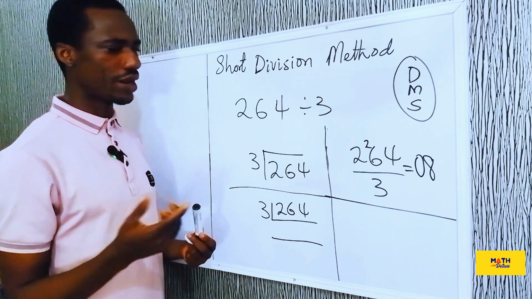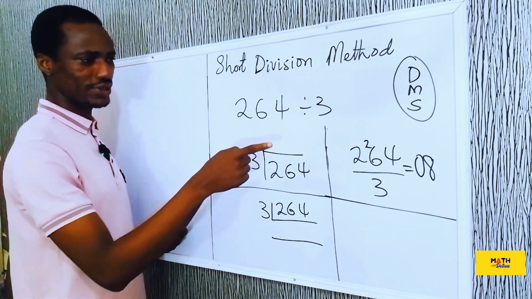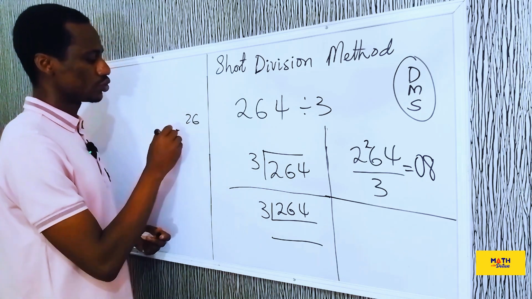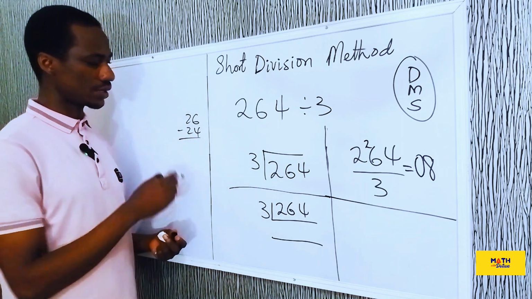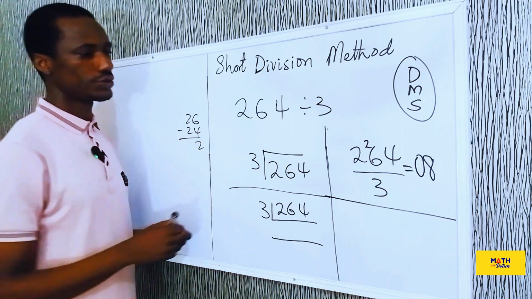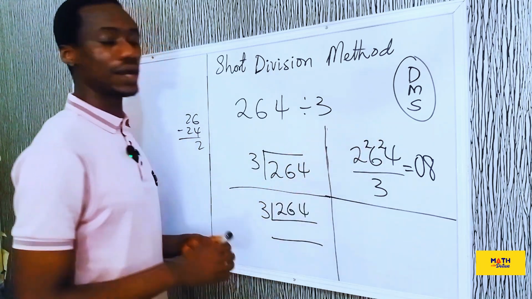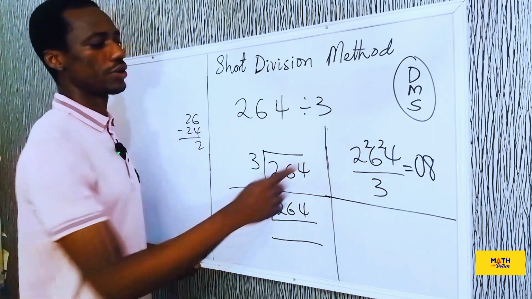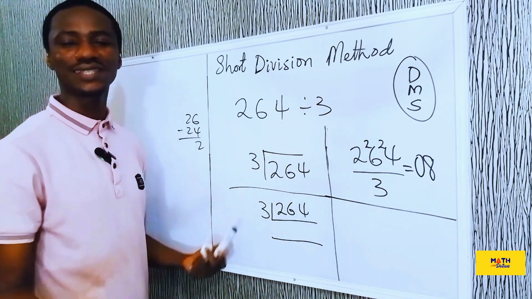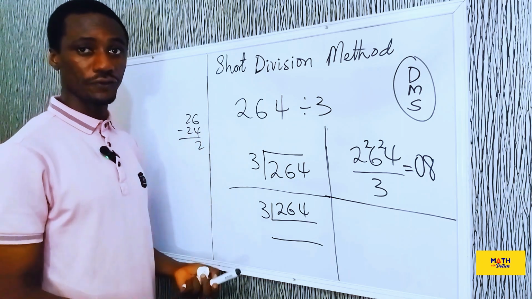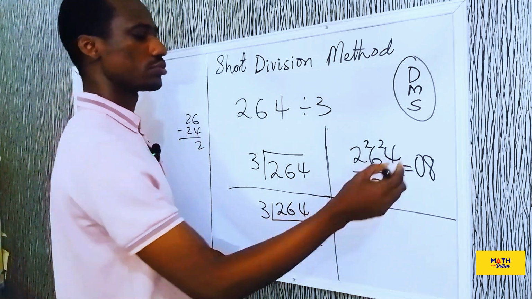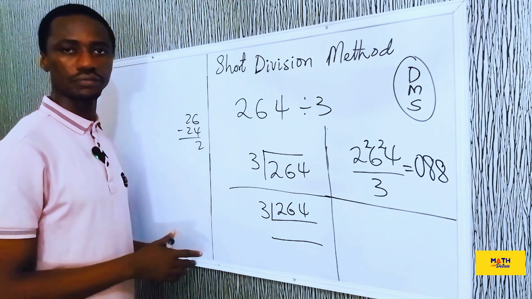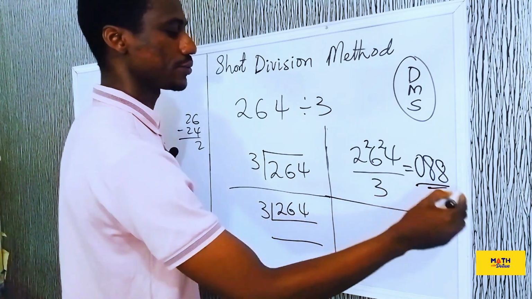Remainder what? How do I get my remainder? I know that 3 times 8 is 24, and then I subtract 24 from 26, and that is 2. So the remainder goes to the next digit as the tens. That will be 24. Now 3 in 24. I know that 3 times 8 is 24, so the answer is 8. Done. No remainder. So my answer is 88.